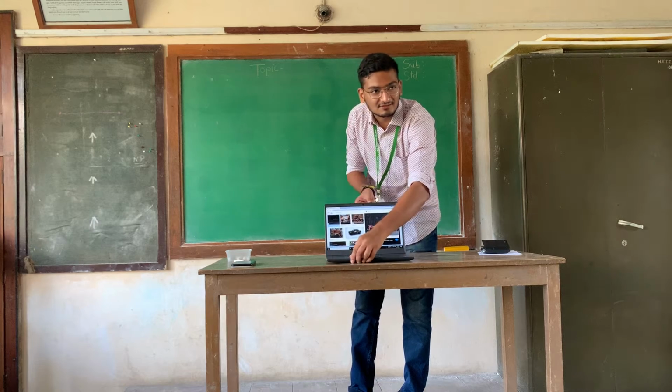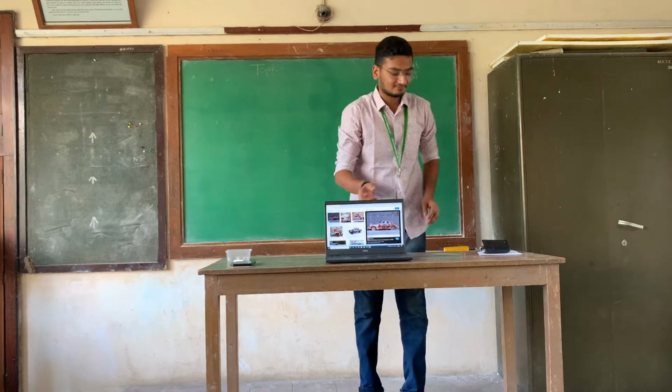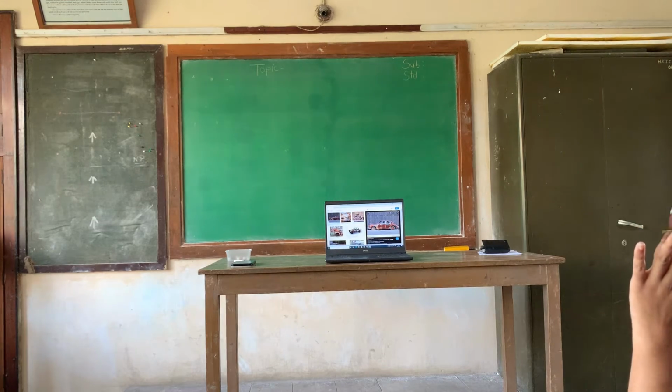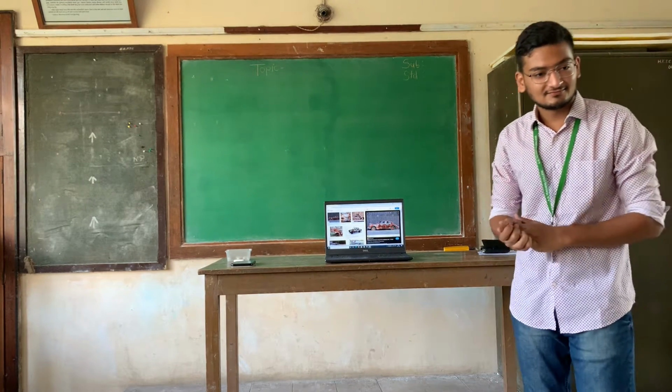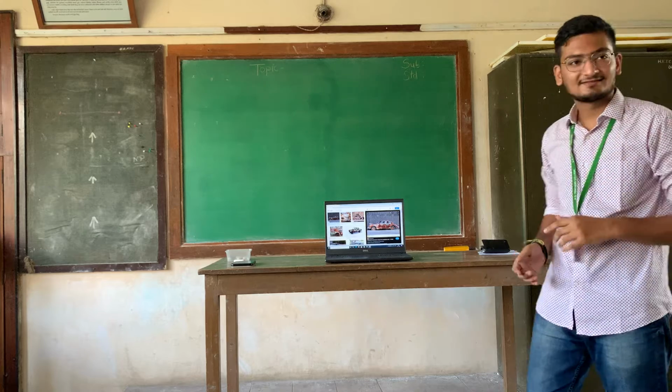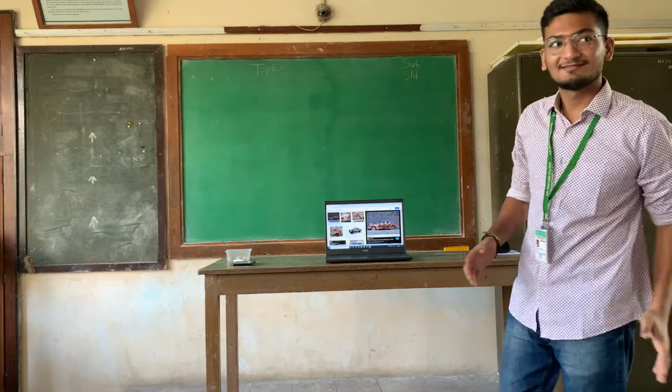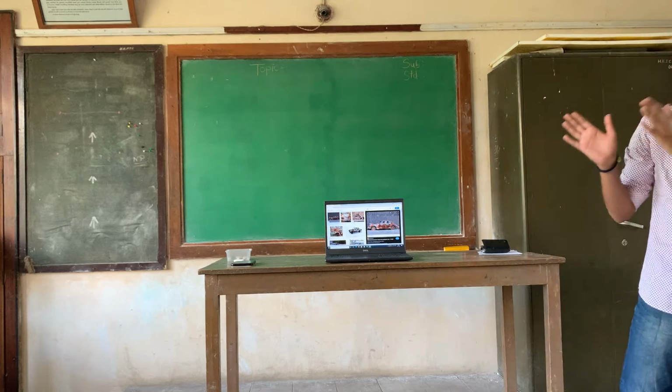Friends, is this visible to everyone? Yes. What can you see in this image? Yes, Aditi? We can see a very old rusted car. They are vintage cars. But old and rusty vintage cars.